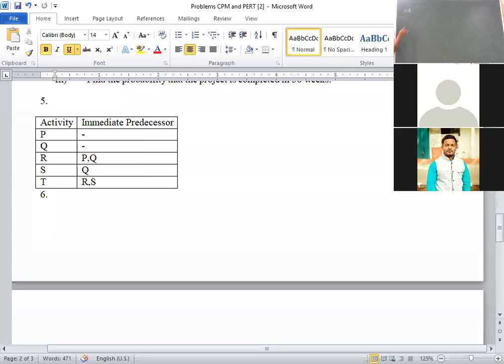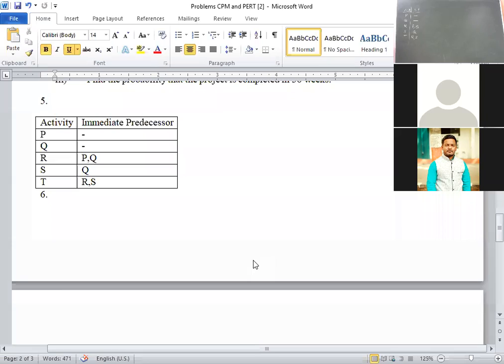Here, we are having activities P, Q, R, S, T. It consists of 5 activities. What are the immediate predecessors, or preceding activities, we are having? Here, P doesn't have any predecessor. Similarly, Q doesn't have. P and Q are completed, then only R. Q is completed, then only S. R and S are completed, then only T.